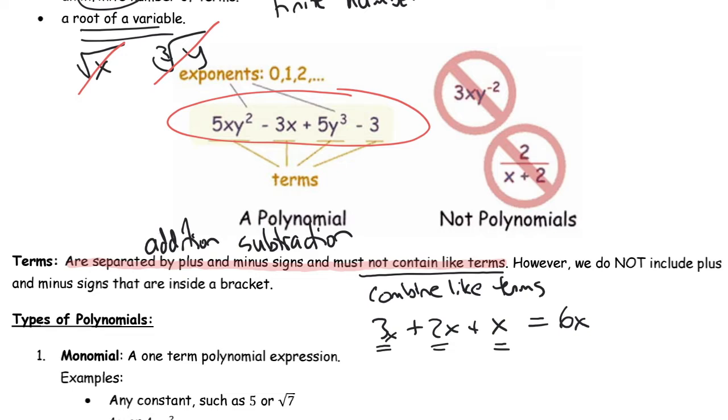Now, additionally, we do not include the plus or minus signs that are inside a bracket or a set of parentheses. In other words, parentheses enclose a term. So you might have, for example, x plus 3. As soon as you put the parentheses around that, that's considered one term. If you don't have those parentheses, that's considered 2 terms. But with the parentheses there, that's considered one term.